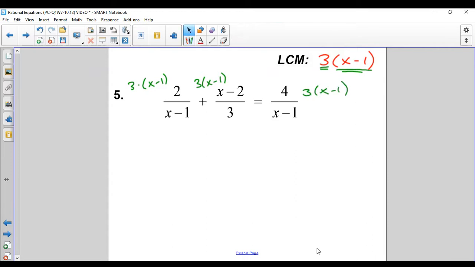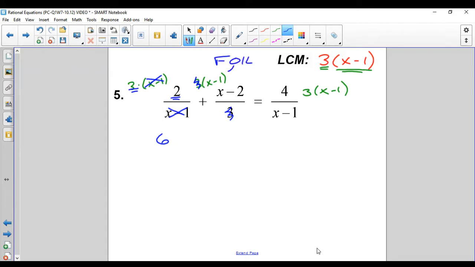So we have that. The x minus 1's cancel in this first fraction. All you're left with is 3 times 2, so 6. The 3's cancel here, and you're left with x minus 1 times x minus 2. You need to FOIL that. All right, when we FOIL it, we have x squared. We eventually get minus 3x and then plus 2.